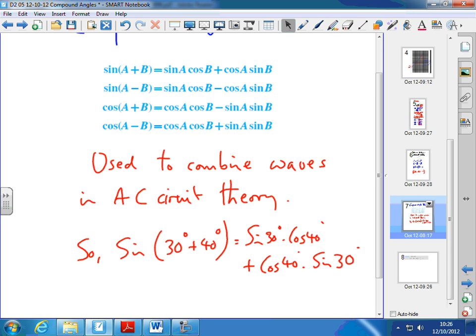For example, if on your calculator you worked out what sine 30 times the cos of 40 is, and then added the cos of 40 times the sine of 30, that should equal the sine of 70 degrees from those compound angle formulae. If I had 35 and 40, that should be the same as the sine of 75, whatever combination.